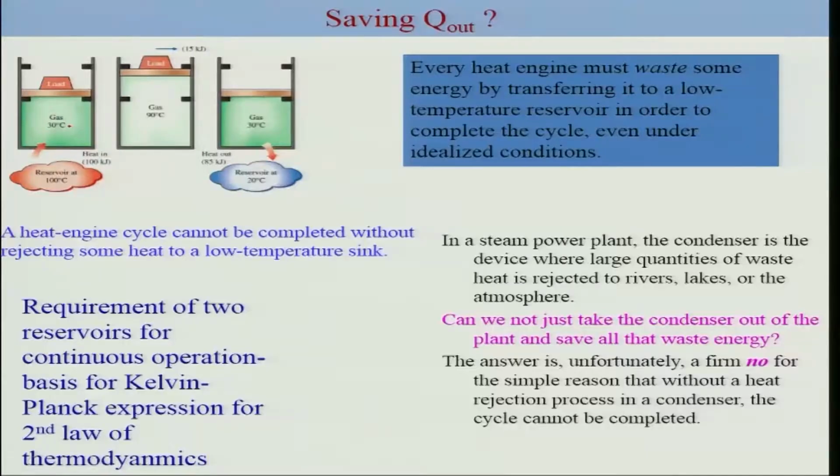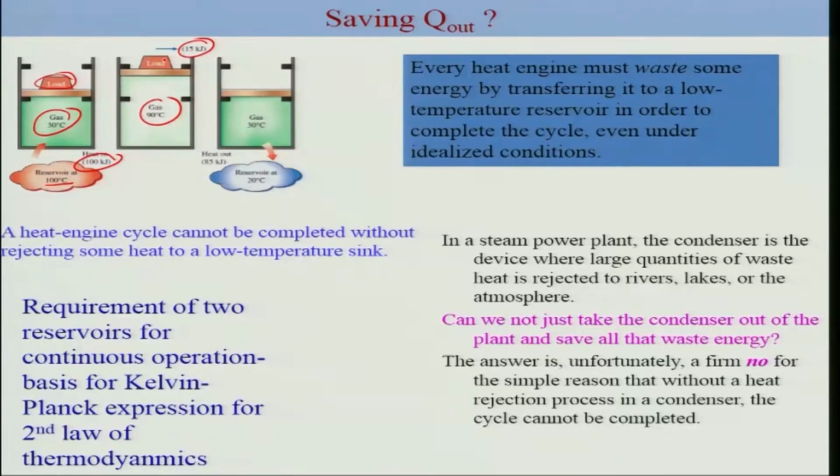So let's take a gas in this piston cylinder device. This gas is at 30 degrees Celsius, which takes heat of 100 kilojoules from a reservoir at 100 degrees Celsius. Now after consuming heat of 100 kilojoules, it expands and converts some of this energy as a part of the internal energy, but while doing so it does work of, let's say, 15 kilojoules, okay, and the temperature also increases to 90 degrees Celsius.